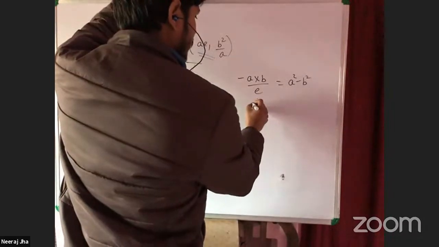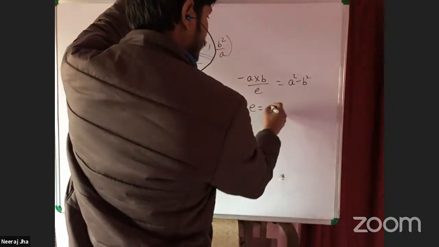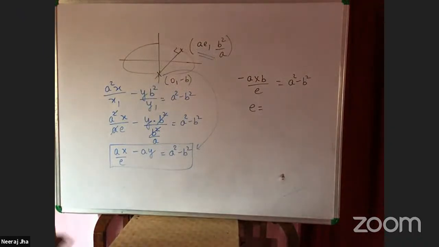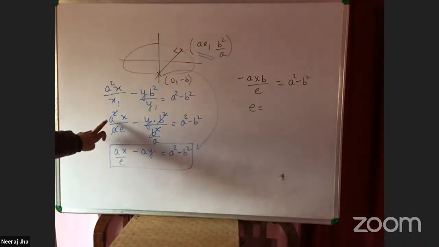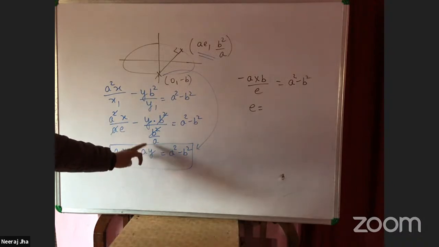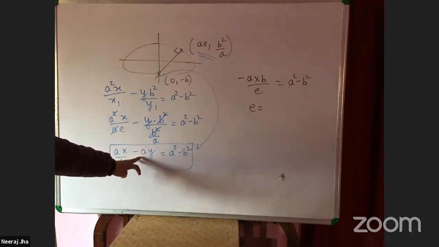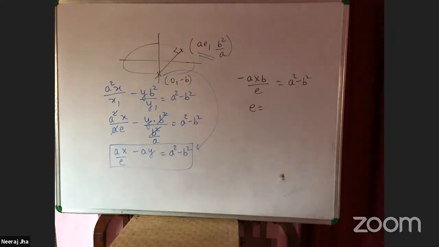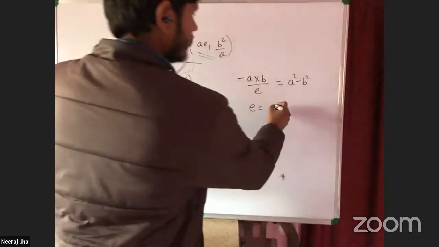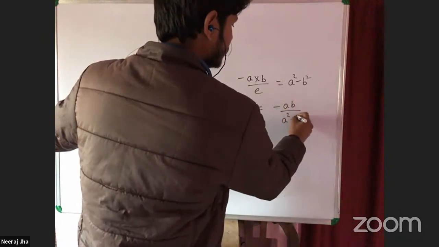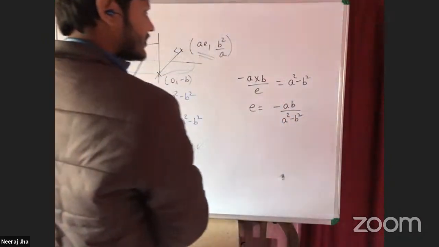That means eccentricity is equal to, wait, this will be ax upon e minus a into e square. Here this will be 0. Okay, this is minus a square minus b square. All right. Now I'll be getting e is equal to minus of ab upon a square minus b square. We can write it like this.